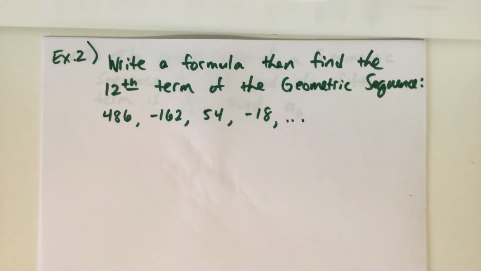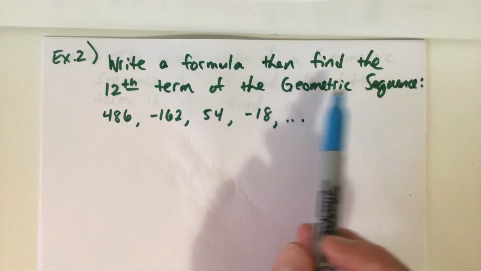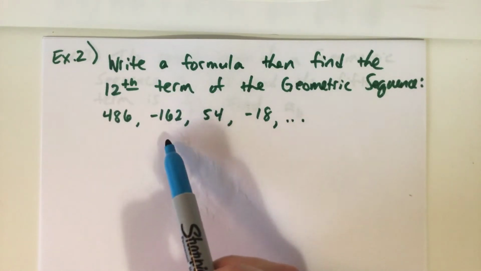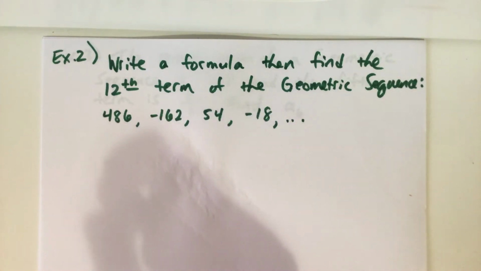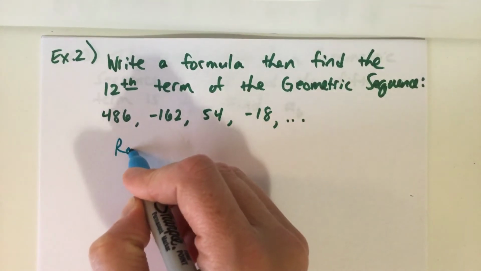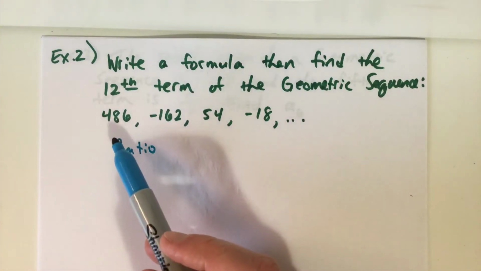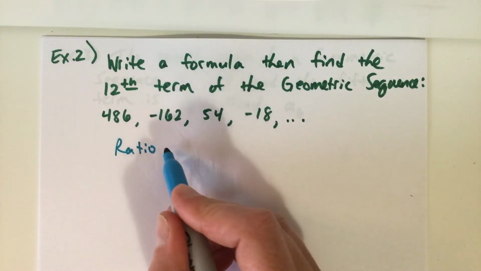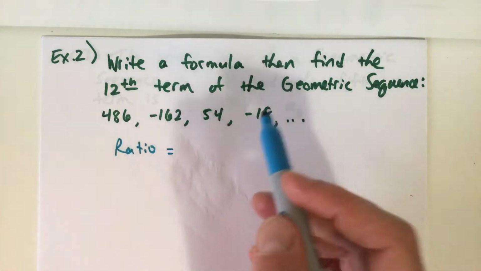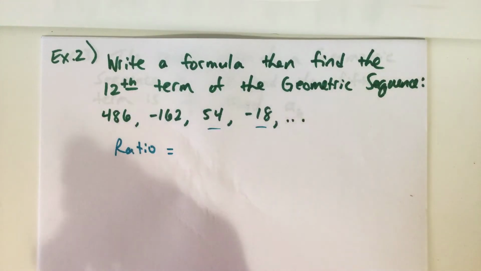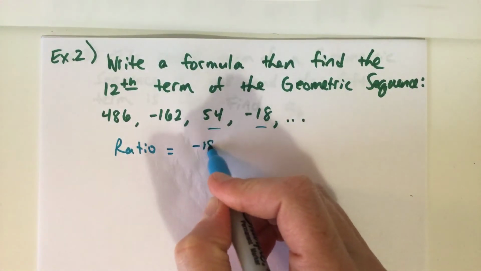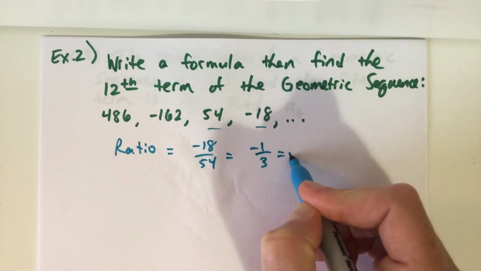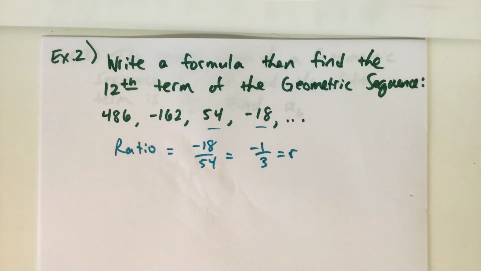For our second example, we're asked to write a formula, then find the 12th term of the geometric sequence. We have 486, negative 162, 54, and negative 18. So first, I'd like to find the common ratio. Well, it's not really easy because we have some bigger numbers from the first to the second term, but remember, we can divide any two consecutive terms. So I'm going to choose to divide the two smaller numbers. Negative 18 divided by 54, if we simplify that, we get negative 1/3, and that's our value of r.